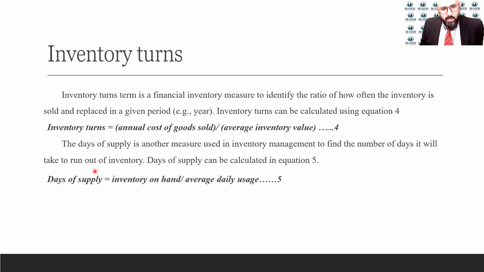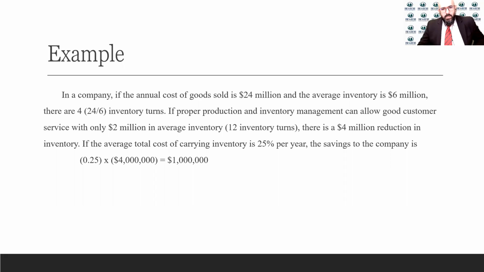Another measure that we use is called the days of supply. The days of supply is an inventory management measure to find out the number of days it will take to run out of inventory, how long we will keep the inventory before we run out. Days of supply can be calculated using this equation: inventory in hand divided by the average daily usage. All right, let's take a look at this example to apply what we've learned so far.